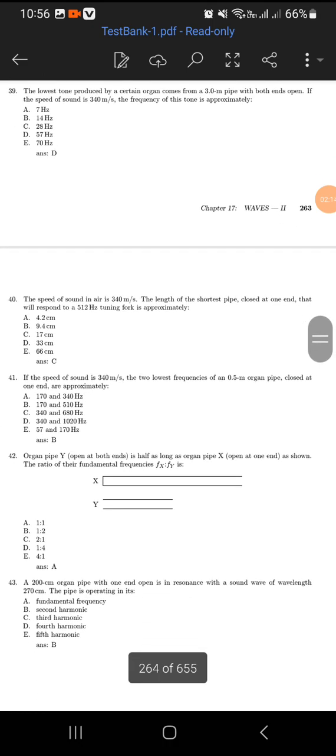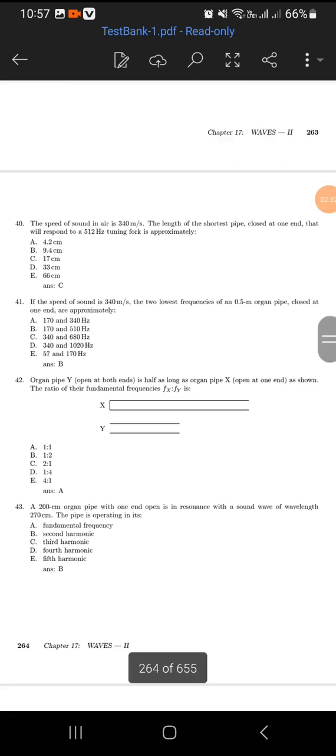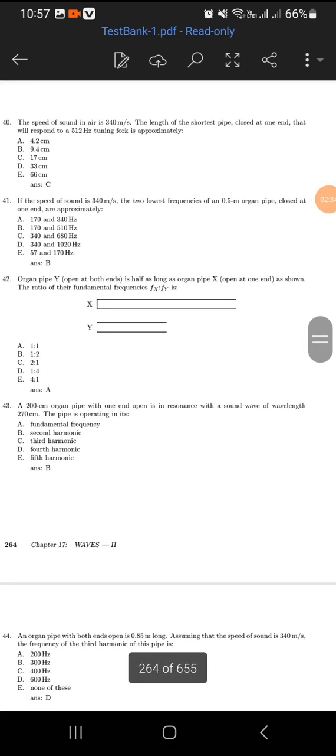So 39, the lowest tone produced by a certain organ comes from a 3.0 meter pipe with both ends open. If the speed of sound is 340 meters per second, the frequency of this tone is approximately D, which is 57 hertz.